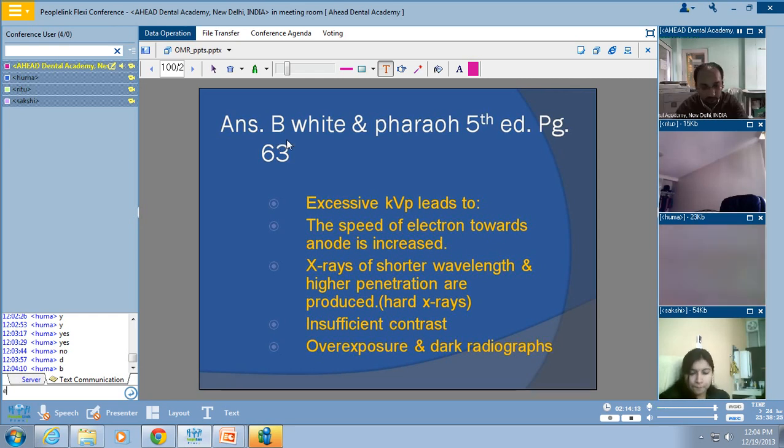In this formula, as the speed increases, the energy also increases. So KVP indirectly leads to an increase of the energy also. As I told you, X-rays of higher energy will have lesser wavelength, remember? And thus higher penetration. X-rays of good energy are also called hard X-rays. Good. 17th question.